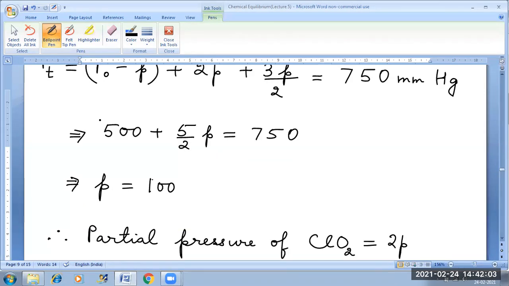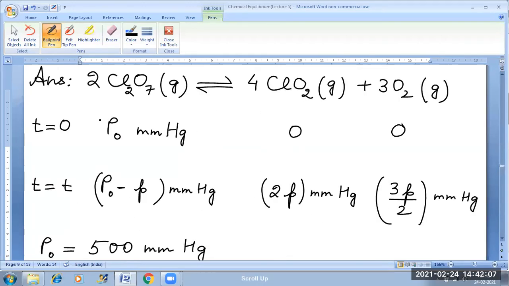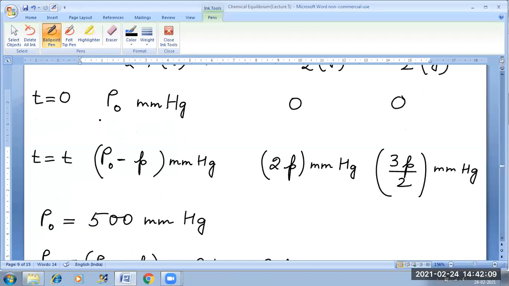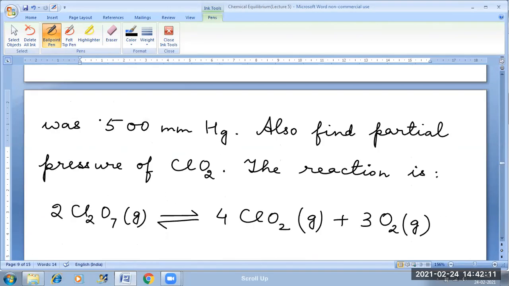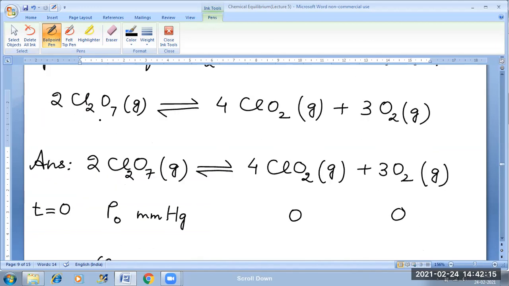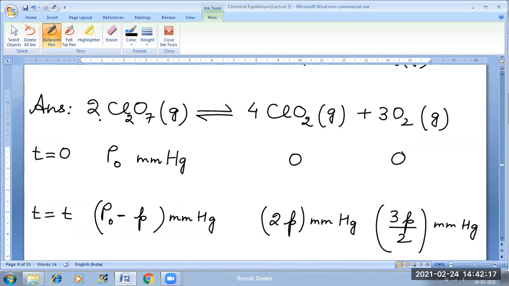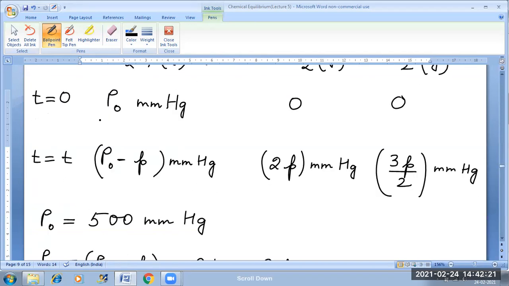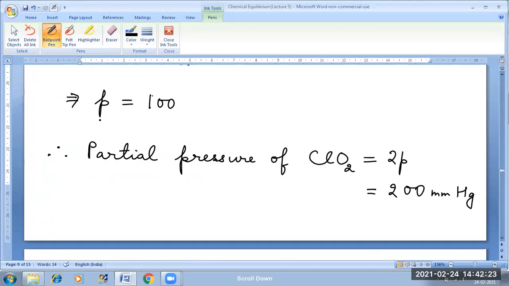The partial pressure of ClO2 is how much? 2p mmHg. Partial pressure of ClO2 is how much? 2p at equilibrium. So once the value of p has come, 2p will follow.